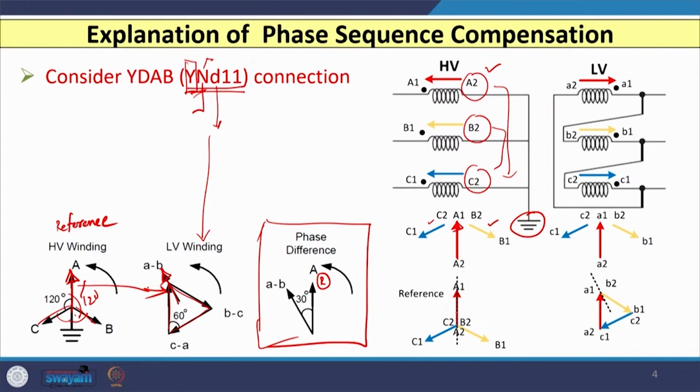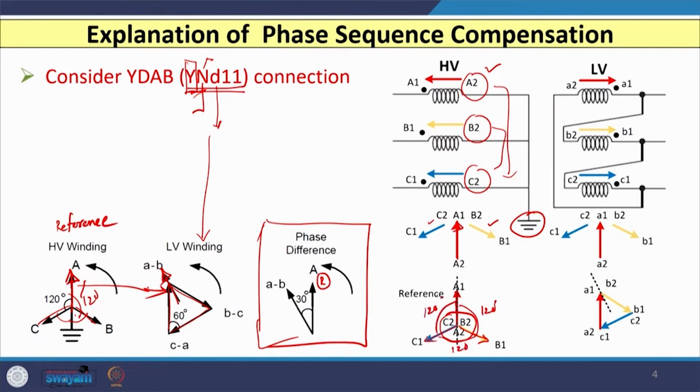So, from A2 to A1 we have first phasor, again B2 to B1 phasor is 120 degree apart and B2 and A2 are connected together. So, we have another phasor, and similarly we have the third phasor from C2 to C1. So, here all the 3 points A2, B2 and C2 they are connected together at same point, and they are 120 degree apart with each other.